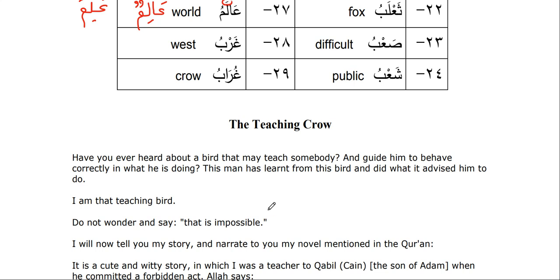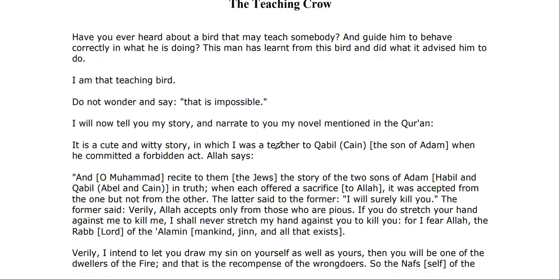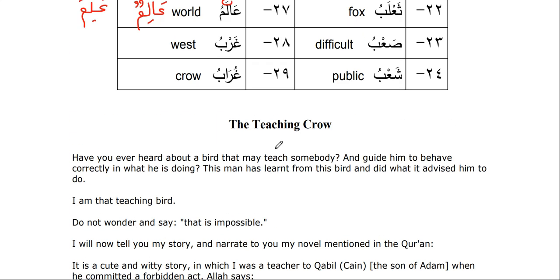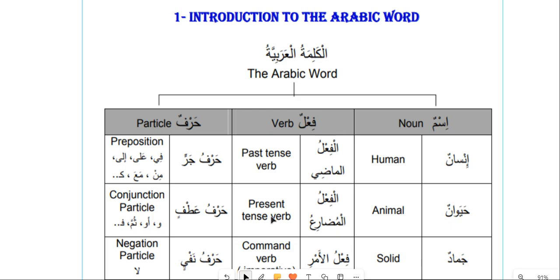Now there is a small story on the teaching crow. It is the story of the sons of Adam, Habil and Kabil, how Kabil murdered his brother Habil. It is a very nice story. Go through it. So I won't be going through it. Instead, I will take the two topics of the Arabic words and Tanween. So our first topic is Introduction to Arabic Words.